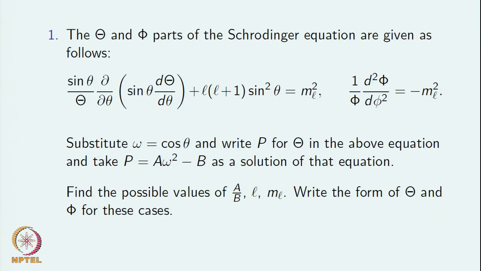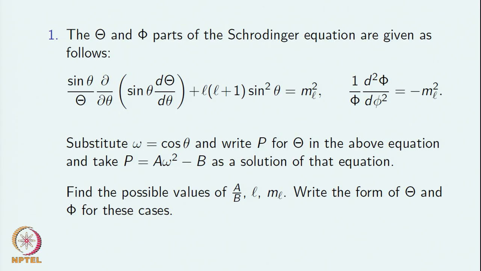Omega is cos theta. So we have to find the solution of this equation, and in doing so you have to find the possible values of the fraction a by b, which are some constant L and ml. We have to write the form of capital Theta and Phi in terms of the solutions we get for a by b, L and ml. So, let us get started.